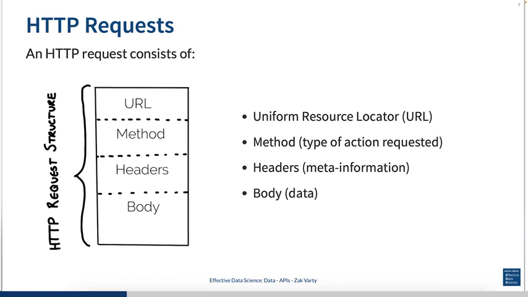The method within a HTTP request tells the server the type of action that the client has requested, and we'll see some example methods coming up shortly. The request headers then contain meta information about the request. So, for example, this might be the type of device that the request was made from, and this is important for web pages so that you get the correct mobile or desktop version, for example. Finally, the body of the request contains any data that the client wants to send to the server. So this might be the data that you want to store in a remote backup, for example.